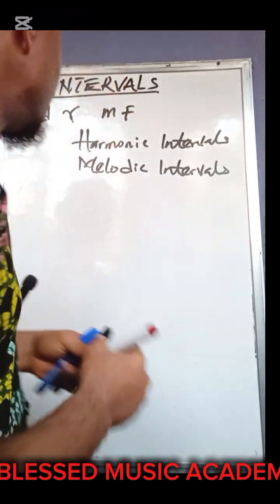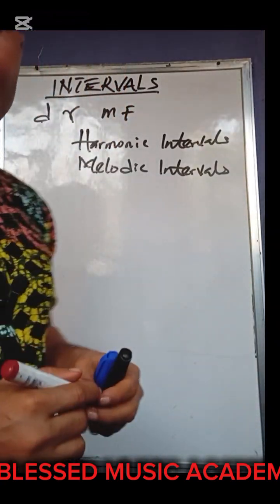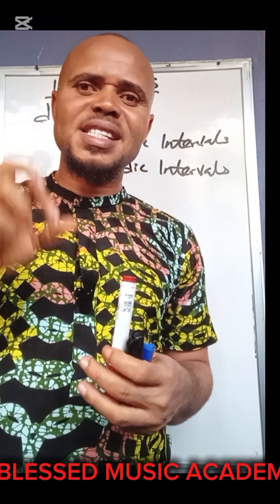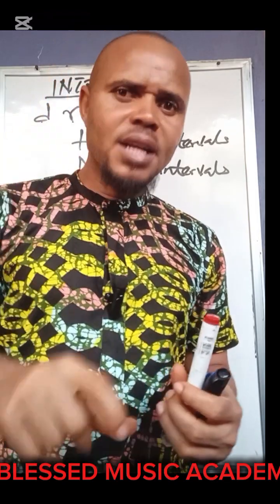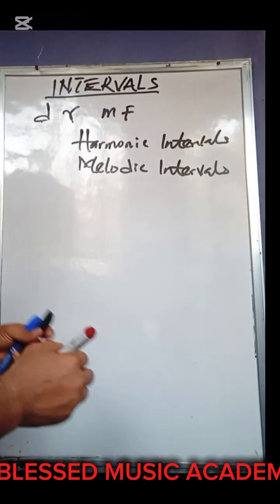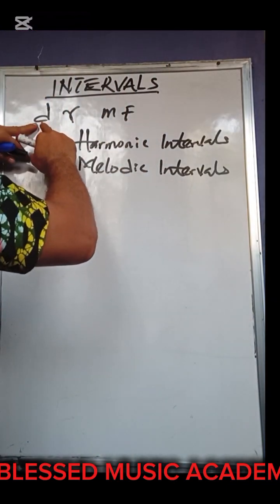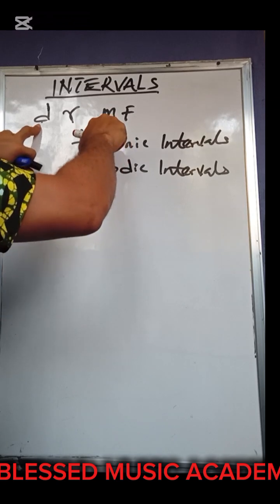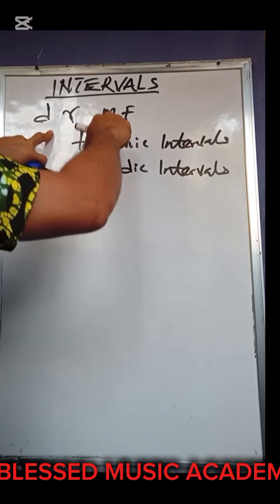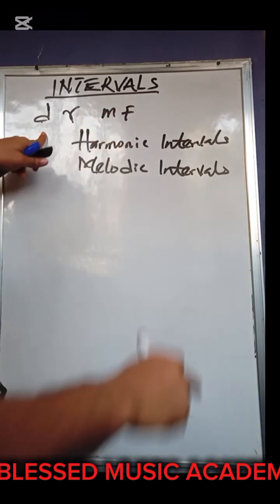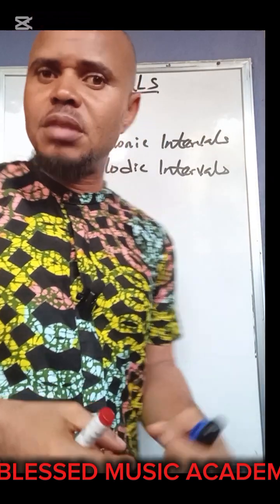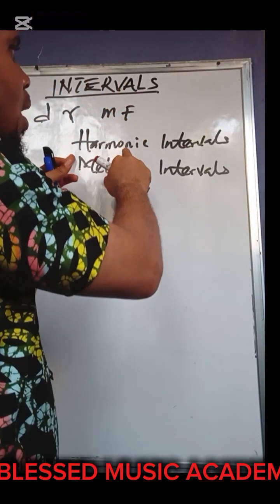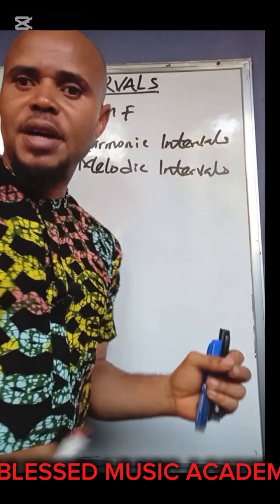Harmonic interval is the interval where the two notes are sounded together at the same time. For example, you have the distance between do and mi. You sound these two notes at the same time. You press them down at the same time. For example, playing the keyboard, you bring down these two notes at the same time. It becomes what? Harmonic interval.